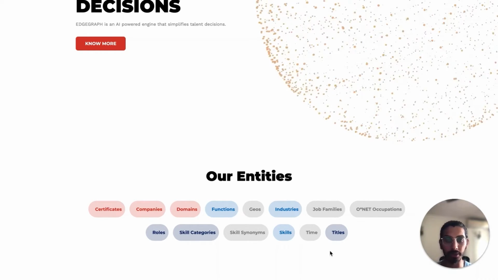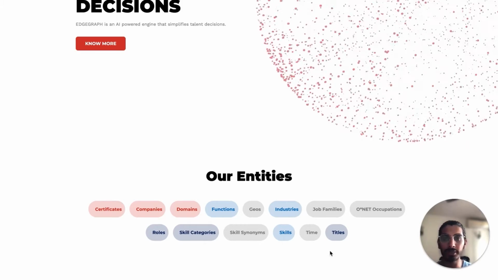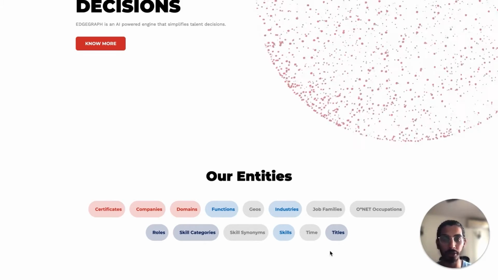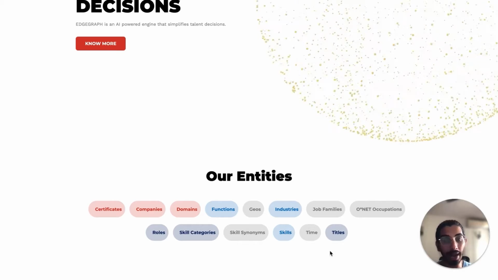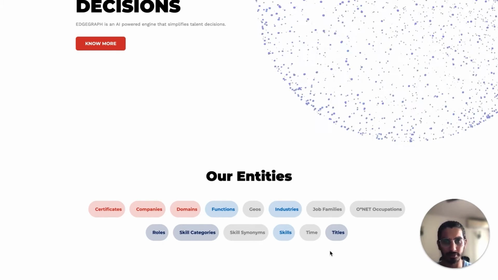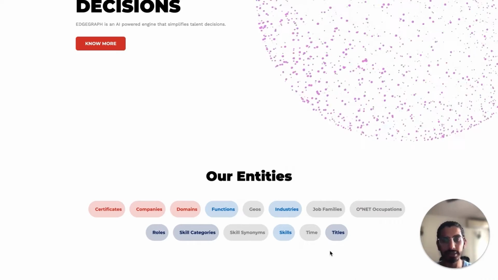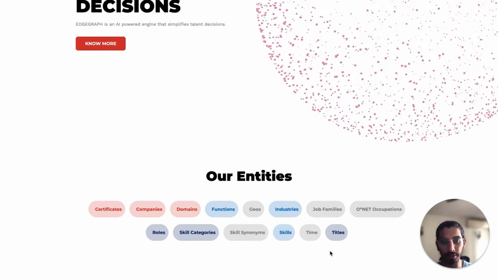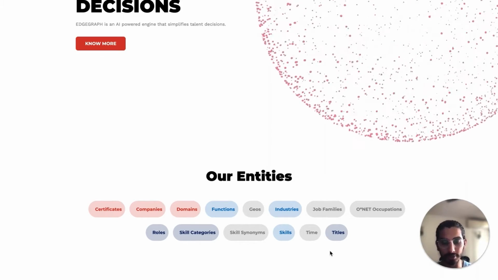For example, you can infer similar titles which may not be part of your taxonomy, but you may add them as part of your title taxonomies. What are the similar companies? What are they looking for? These are the information or patterns which you can acquire from our knowledge graph.